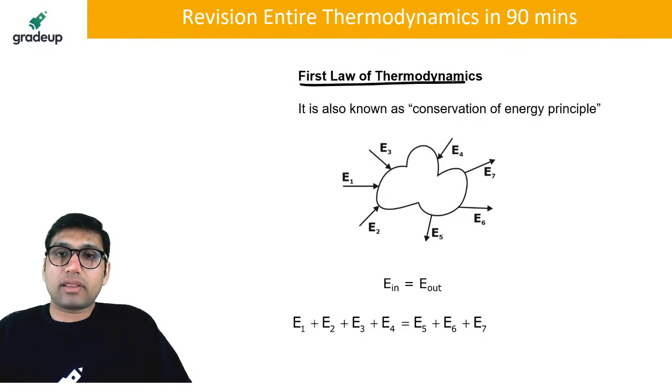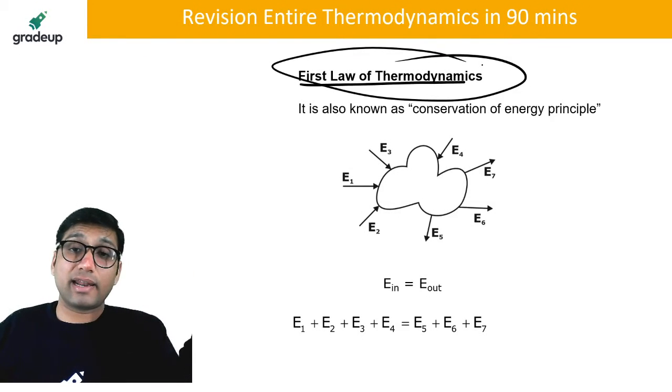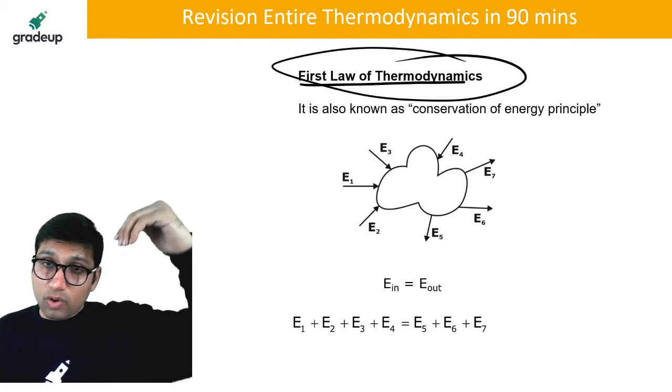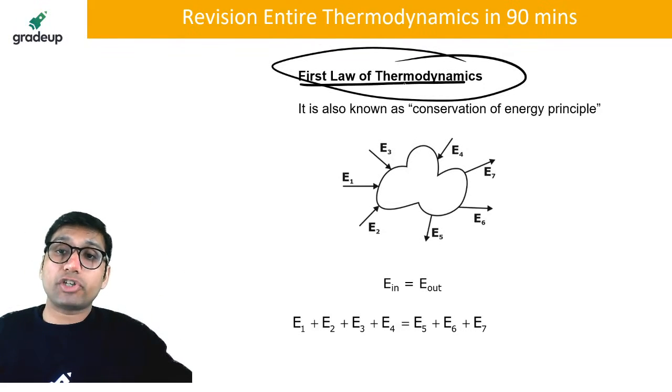Now let's move to the first law of thermodynamics. The first law of thermodynamics is also called the law of conservation of energy. That is, energy can neither be created nor be destroyed. It can only be transformed from one form to another. It talks about the law of conservation of energy.